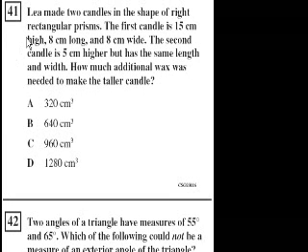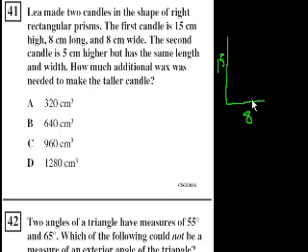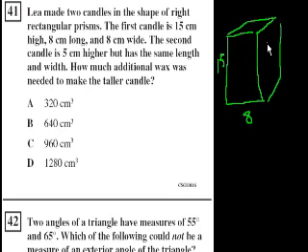We're on 41. Leah made 2 candles in the shape of right rectangular prism. So I'm assuming when they say right rectangular prism, they mean a kind of a 3-dimensional rectangular shape. The first candle is 15 centimeters high, 8 centimeters long, and 8 centimeters wide. So let's see, it's 15 centimeters high, so that's 15. 8 centimeters long, so maybe that's 8. And 8 centimeters wide, so maybe it goes back 8, right? So it'll look something like that.